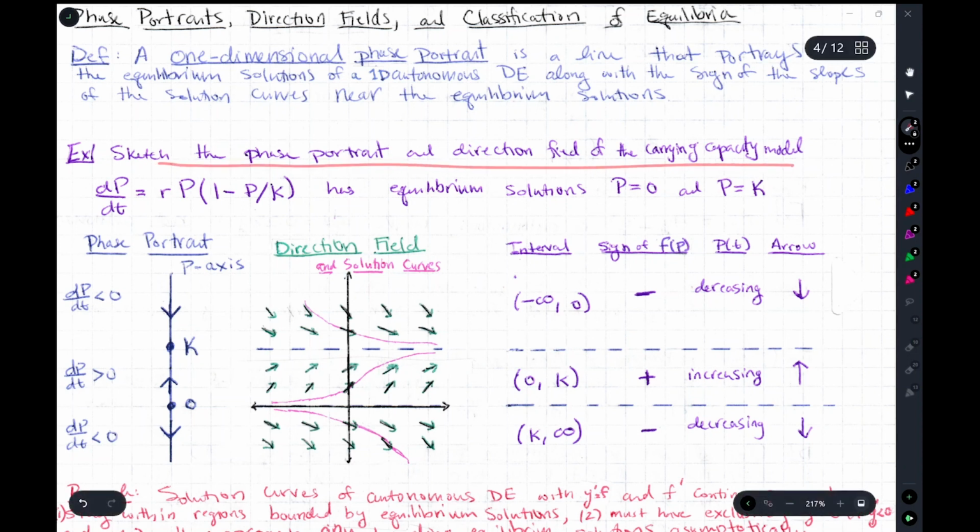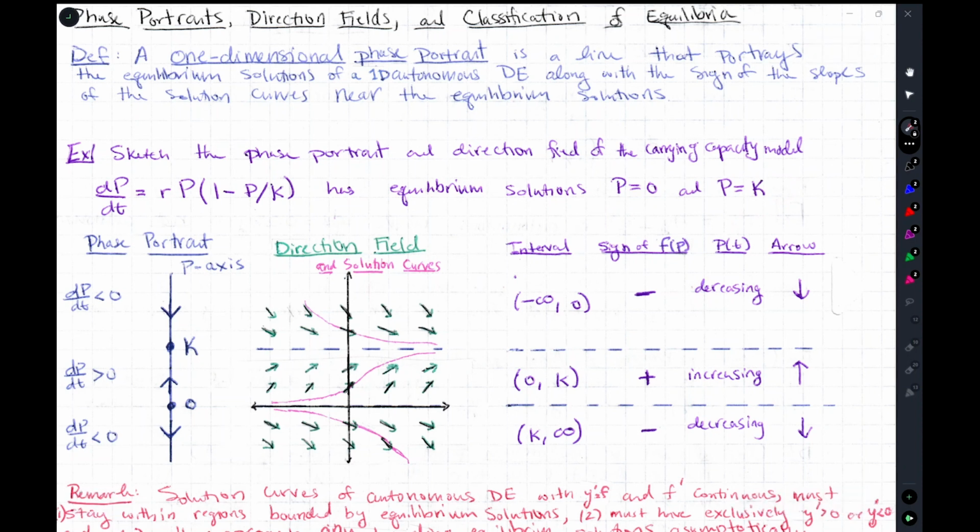Sketch the phase portrait and direction field of the carrying capacity model, that logistic equation we saw up there. We saw that this has equilibrium solutions P equals 0 and P equals K. Now if we draw the direction field, which we learned how to do, notice the only dependence here is on the y-axis, the P-axis. It doesn't depend on the horizontal axis, the x-axis, or here the t-axis.